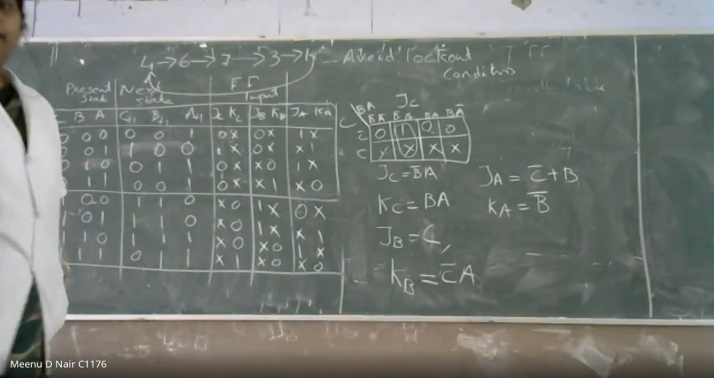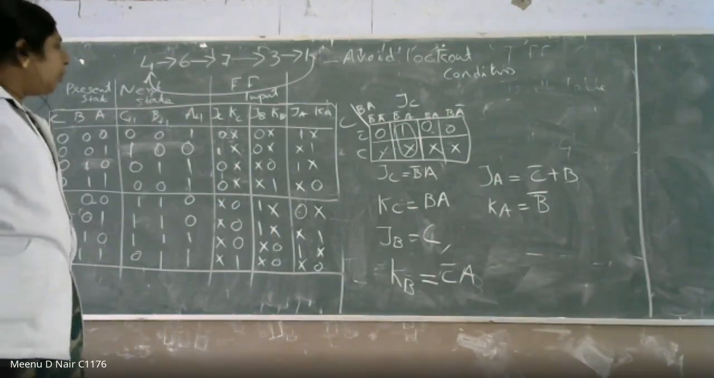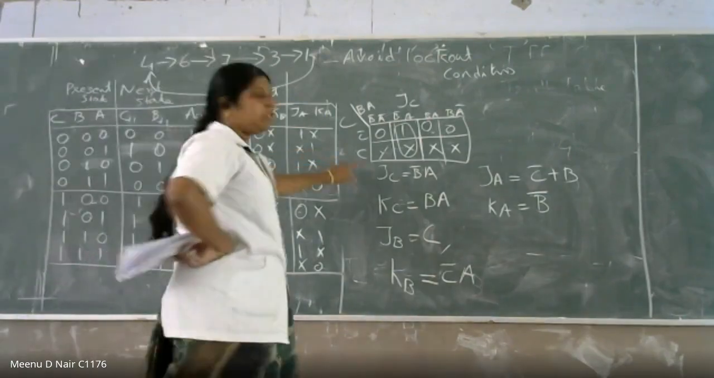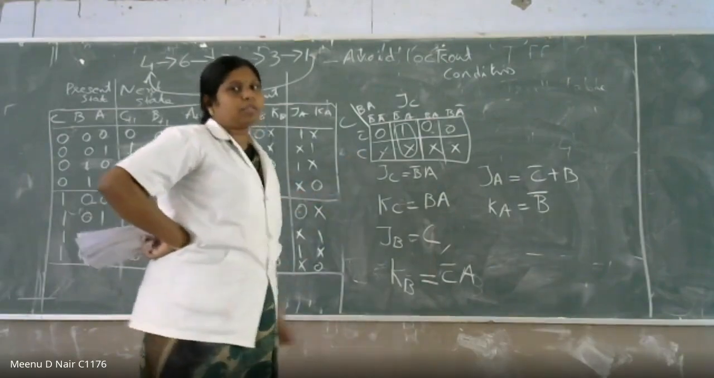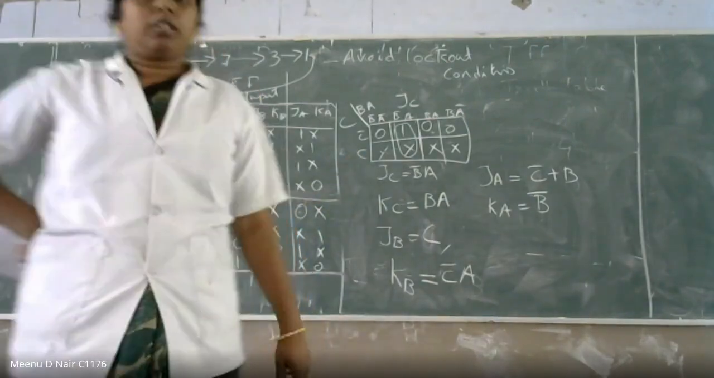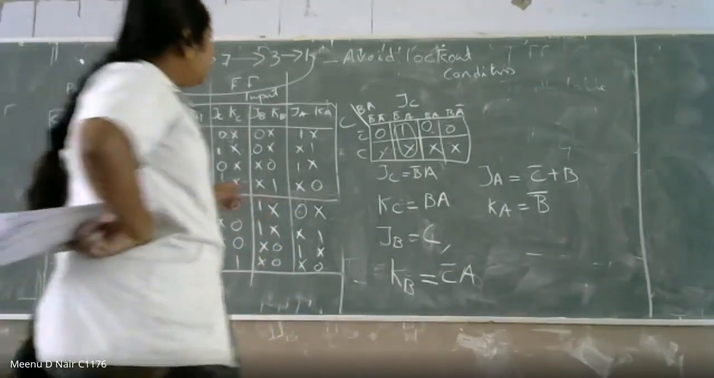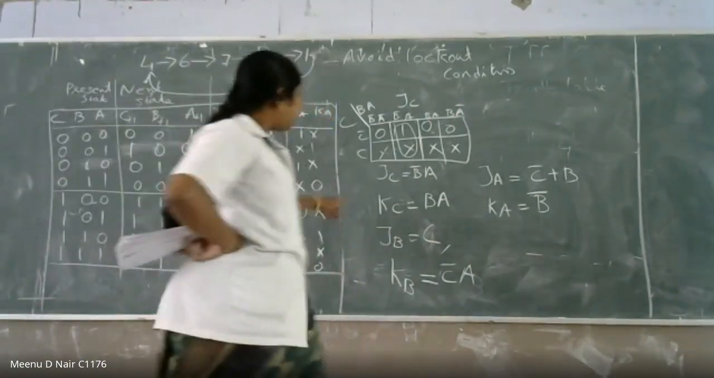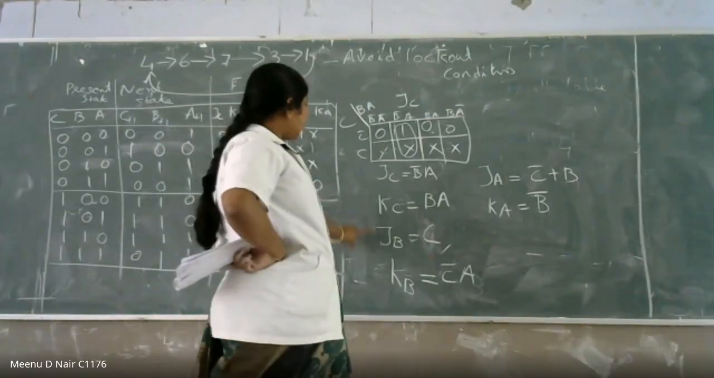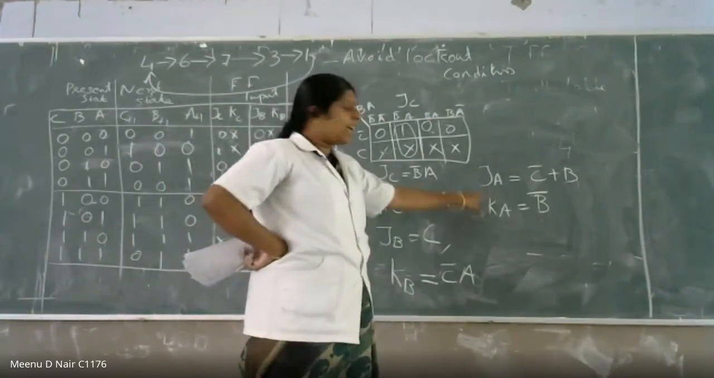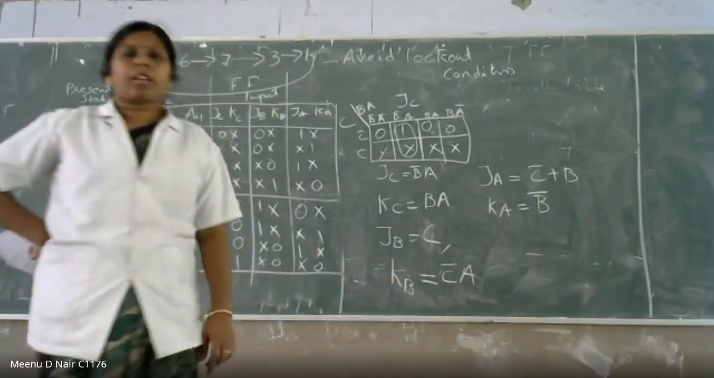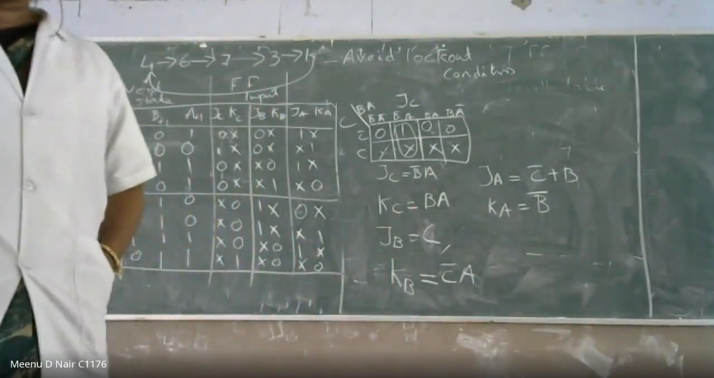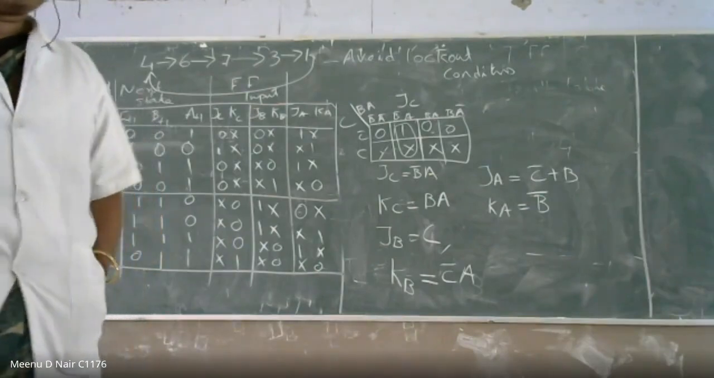So if you have any doubt, please let us know. You have to draw the K-map and find out the solution. So only JC is given. Similarly, you have to draw the K-map for KC, JB, KB, JA, and KA. So you will get these answers. You have to work it out and please tell me if there is any deviation.